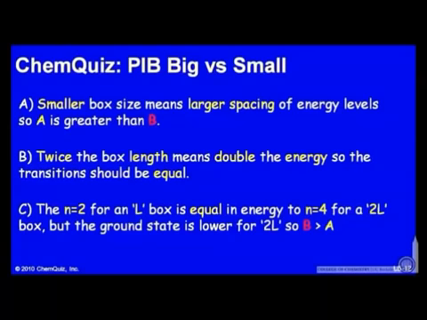Let's look at a possible explanation for each of the answers. A: a smaller box size means a larger spacing of the energy levels, so A is going to be bigger than B. Or B: twice the box length means double the energy, so the transitions should be about equal. Or C: n equal 2 for an L-length box is equal to n equal 4 for a 2L box, but the ground state's lower. So 2L will have B larger than A. Think about those and make another selection.